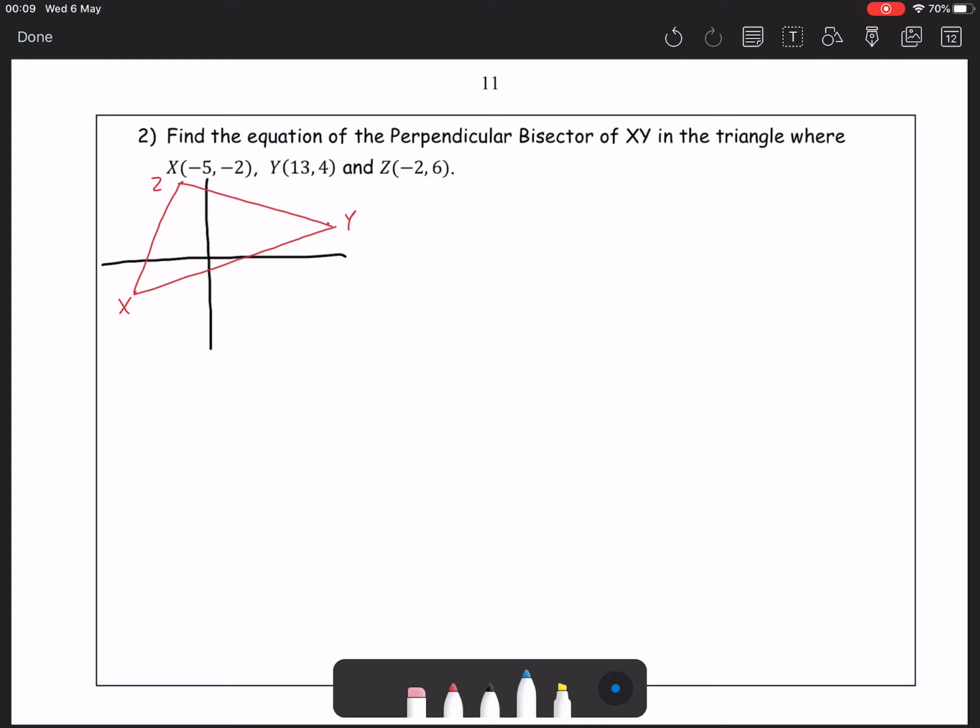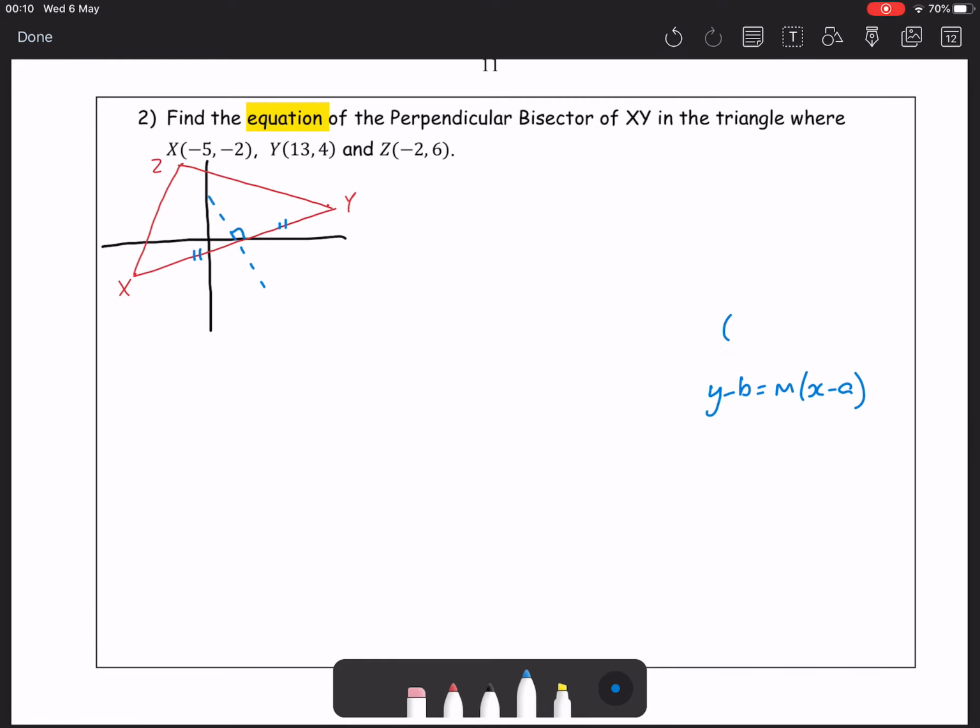So we are looking for the line that goes through the line XY straight through the middle. So once again, we treat it as an equation of a line. So we want to use y minus b equals m(x minus a). And we're looking for a point, and we're looking for a gradient.